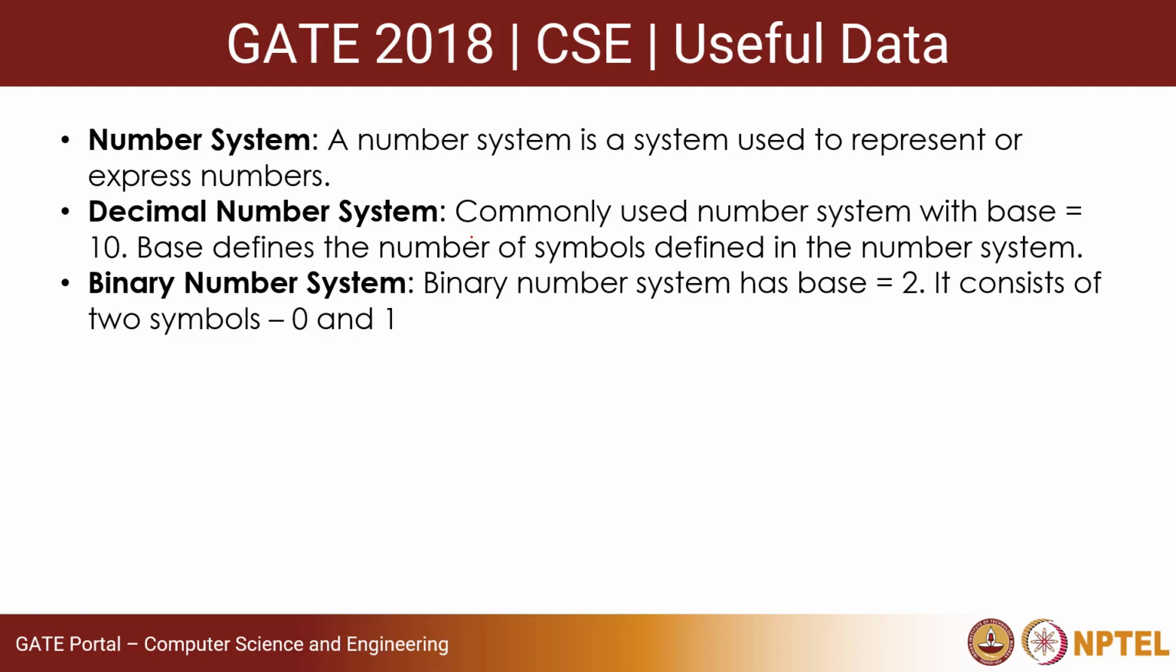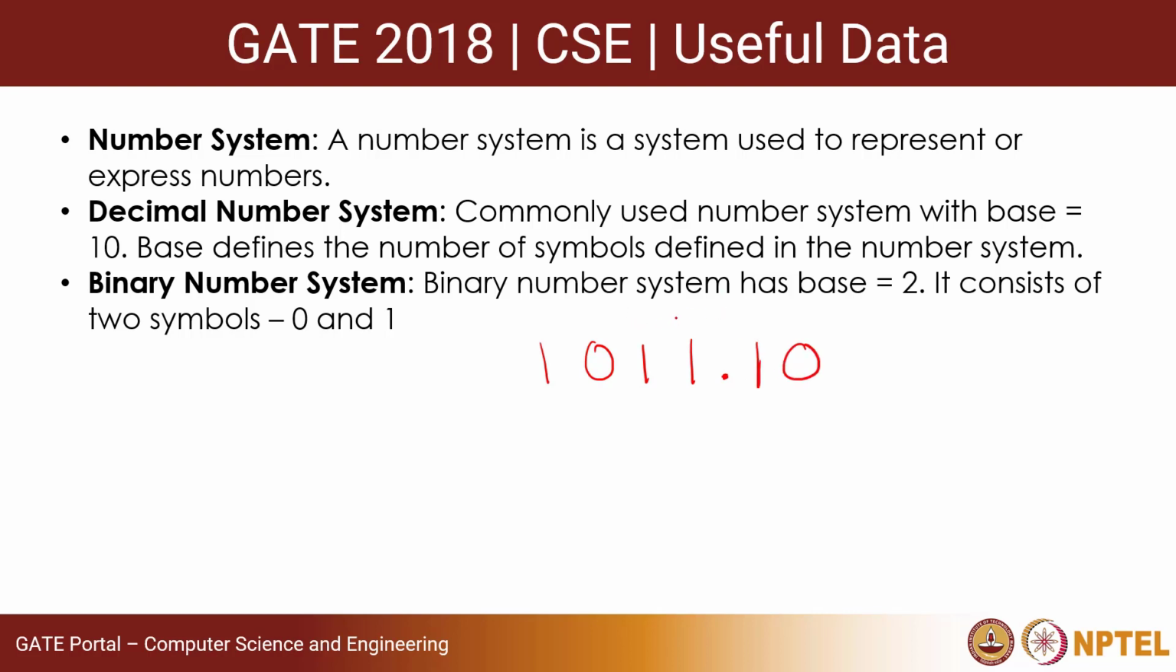Now the binary number system is another number system which has base 2. Base 2 meaning it consists of two symbols, 0 and 1. So a binary number is represented in the form of a bit pattern. Let me write one bit pattern, which is 1, 0, 1, 1, point. Let's say there's a binary point as well, 1, 0.